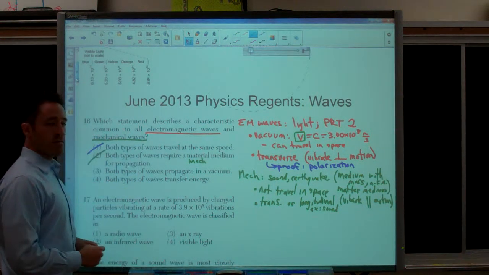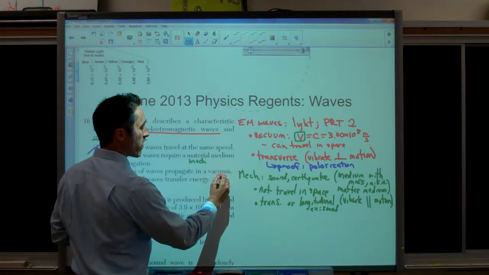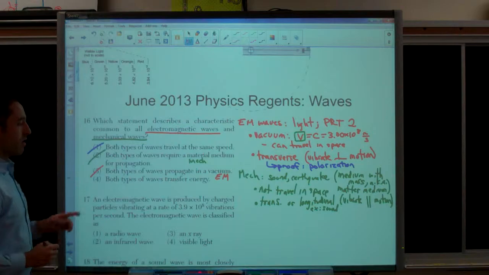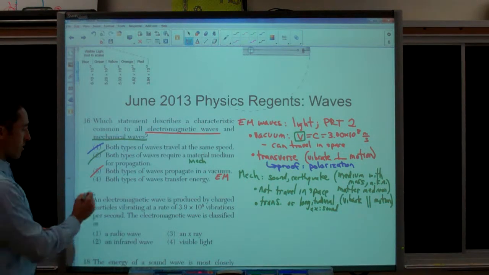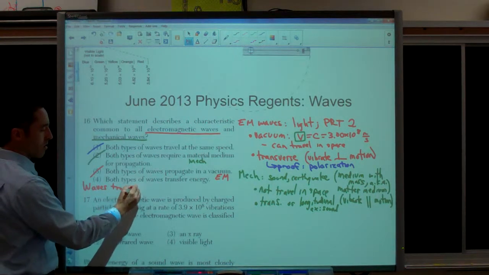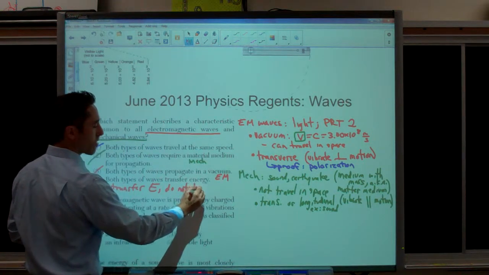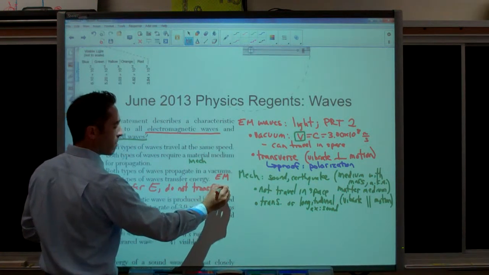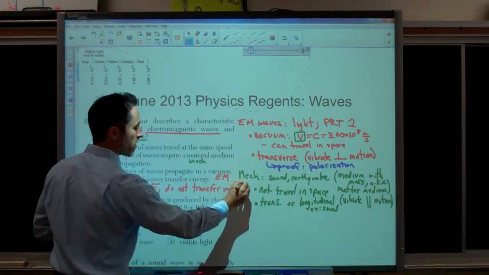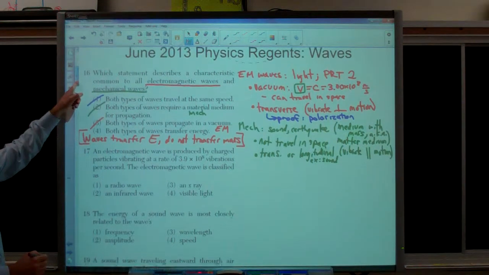Both propagate in a vacuum. Well, we just talked about that. The vacuum is for electromagnetic only. That's not it. Both transfer energy. In fact, general rule, waves transfer energy. They do not transfer mass. Very important idea. This is part of what makes waves quick and cheap.